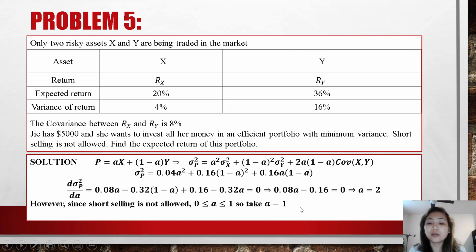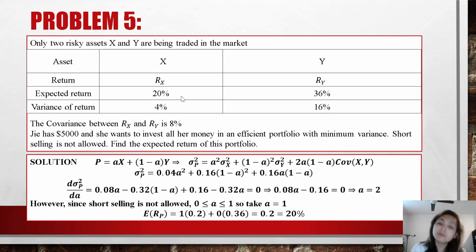So let's take A is 1, so the weight of X is 1, and of course the weight of Y is 0. That means we invest this money in only X. So the expected return of the portfolio should be exactly the expected return of X, which is 20%. So that is how we solve this problem. And if the question asks how much money she should invest in X, then the answer should be 5,000 because we invested all of the money into X.